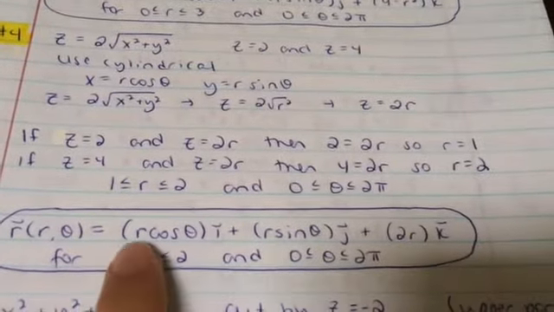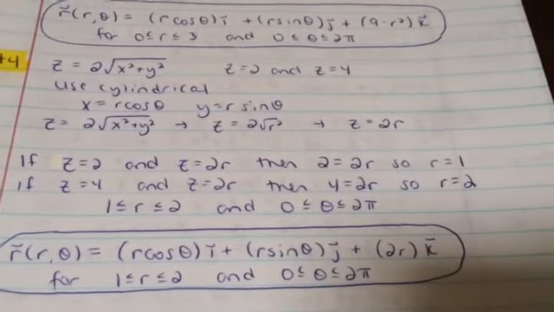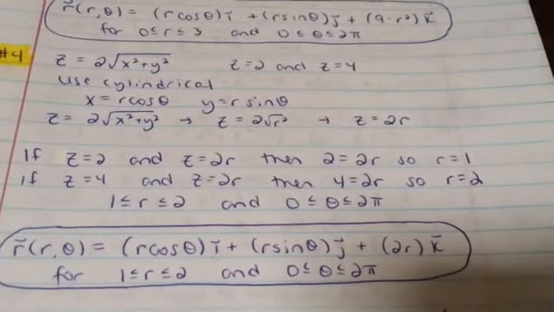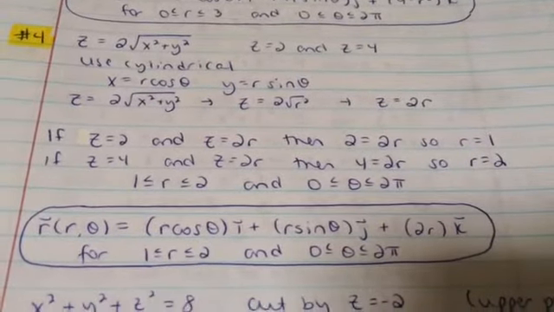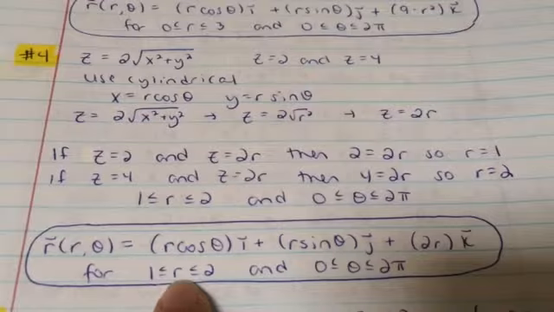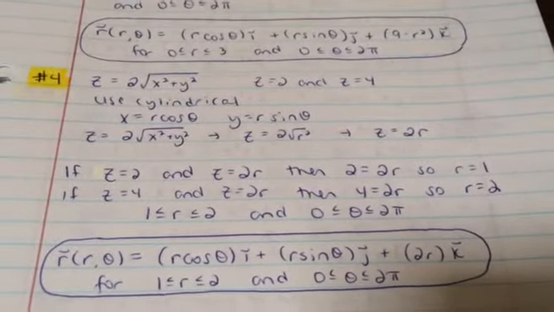So you should have your r as a vector. Make sure to put hats on your vector. If you don't put hats on your vector, I'm going to take off points every single time. So put hats on your vectors. Okay, and then here's your bounds. r is between 1 and 2. Theta is between 0 and 2 pi.